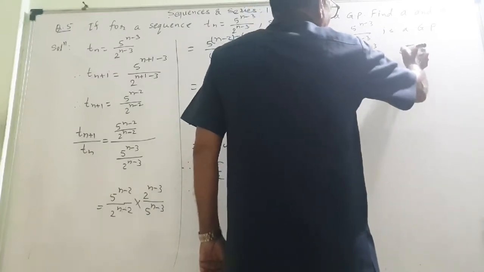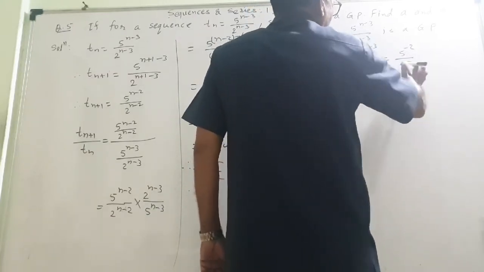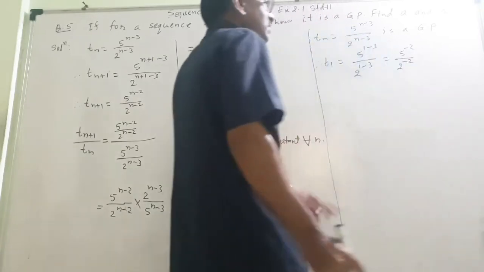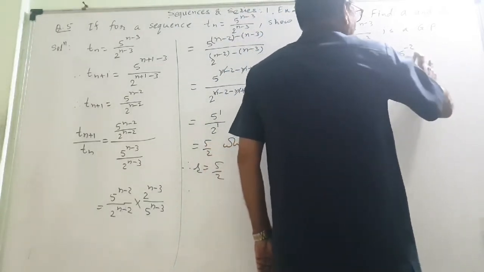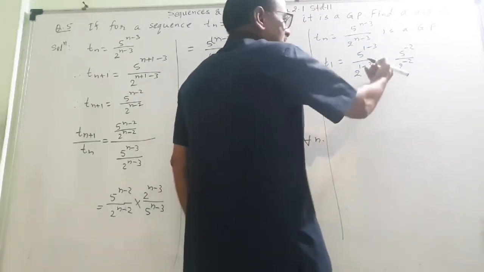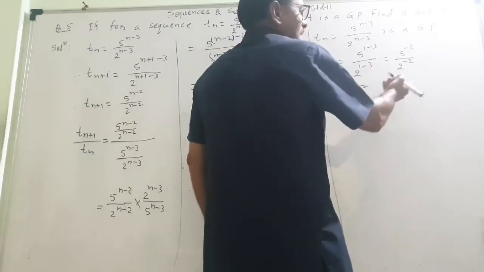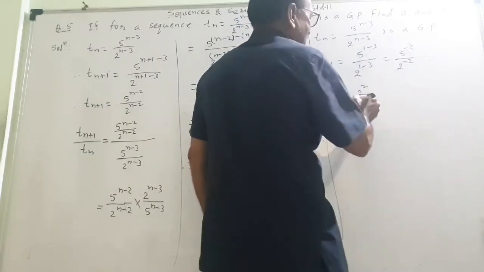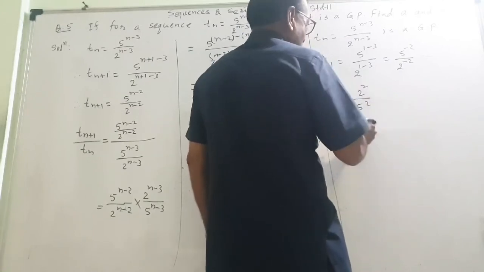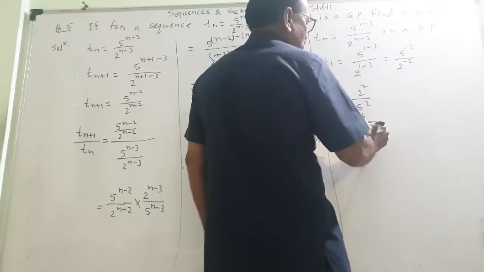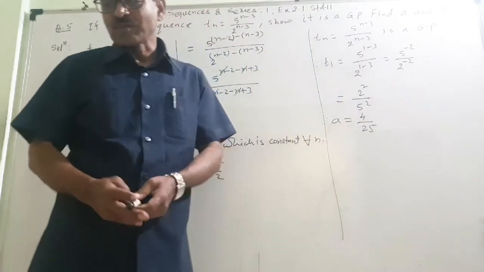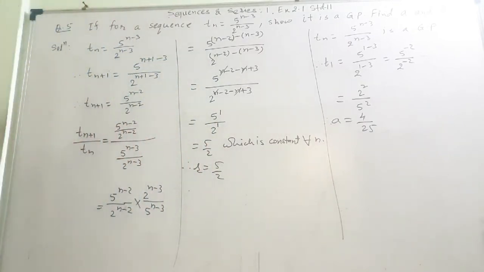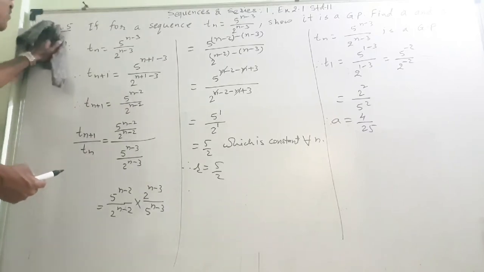That is equal to 5 raised to minus 2 upon 2 raised to minus 2. Now both the indices are negative. To make them positive, I will write like this. That is equal to this 2 raised to 2 up, it will become positive. This I will take down, 5 raised to 2. And 2 raised to 2 is 4, 5 raised to 2 is 25. Therefore, A, the first term, equals 4 upon 25. Hope that you have understood, because this was a very, very important question.